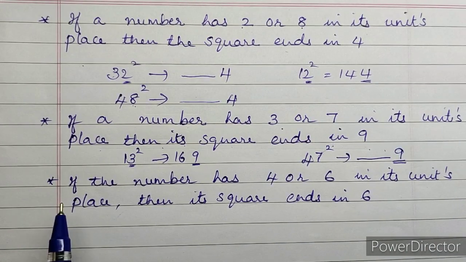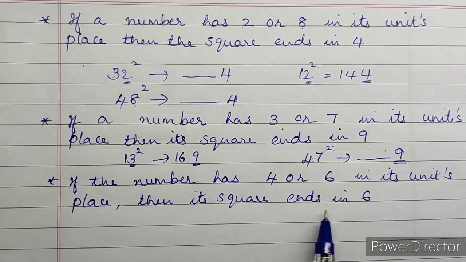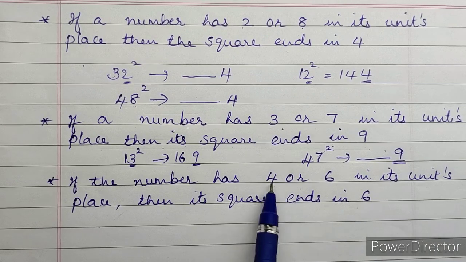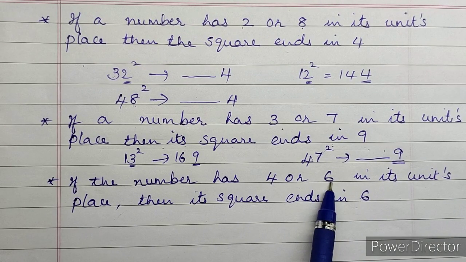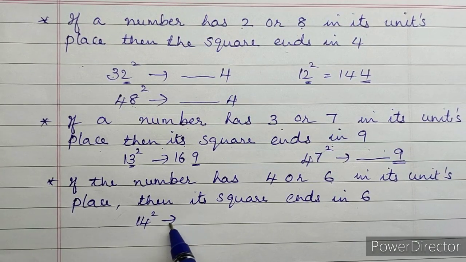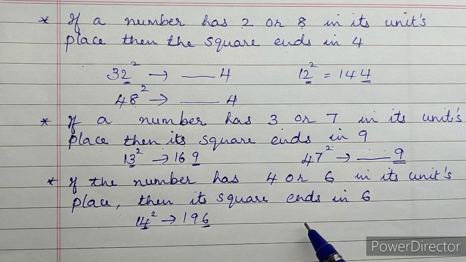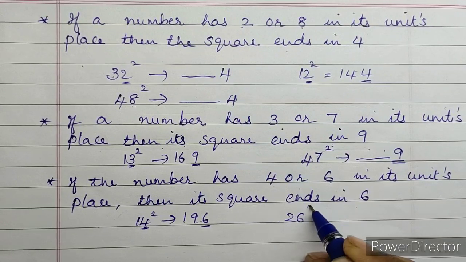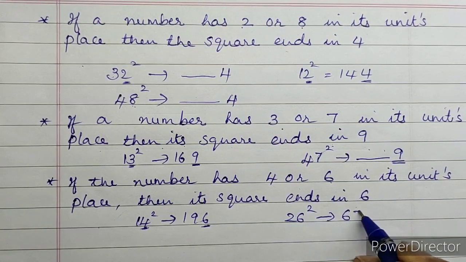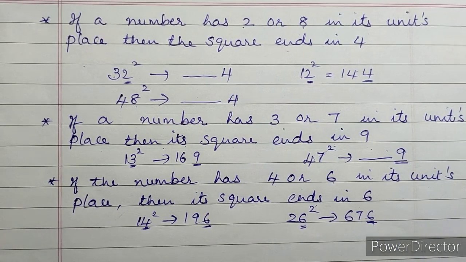Next rule is, if the number has 4 or 6 in its units place, then its square ends in 6. Because 4 4s are 16 and 6 6s are 36. Ending digit is 6. Example, 14 square, it is 196. See 4 is the last digit. So, here in the perfect square ending digit is 6. Similarly, 26 square, it is 676. So, here also see the ending digit 6 square is 36. So, ending digit is 6 only.